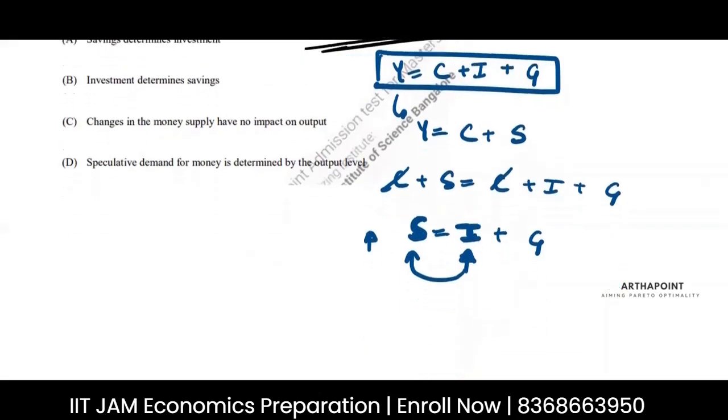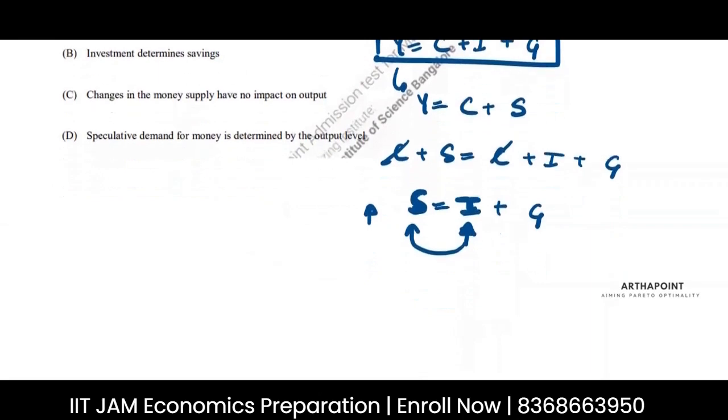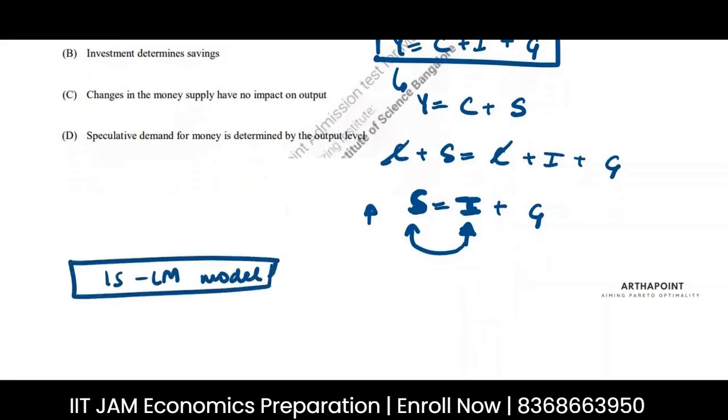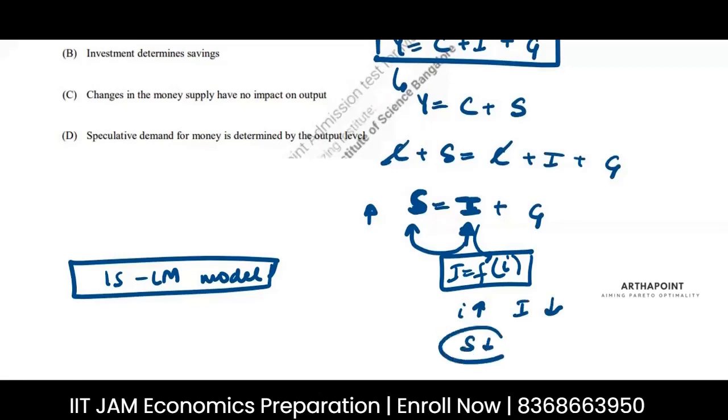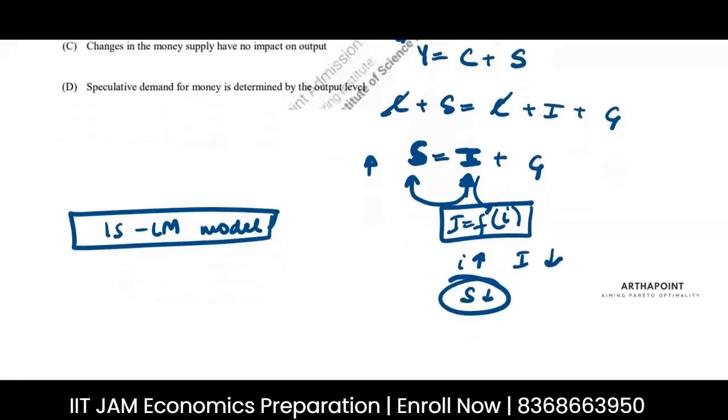Then, supposedly, I take this forward and talk about the IS-LM model. We also understand that investment can be interest induced. This investment is going to be a function of the interest rate. As the interest rate increases, investment is going to decrease, and this is going to decrease the savings also in the economy.